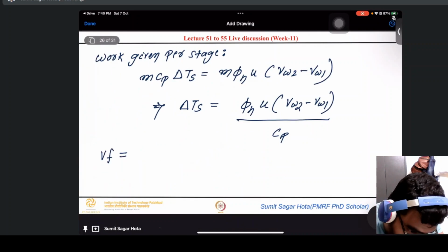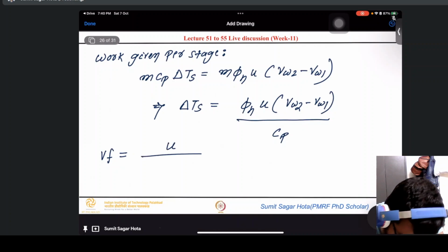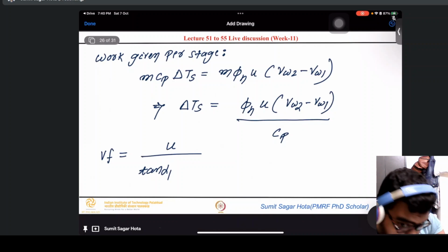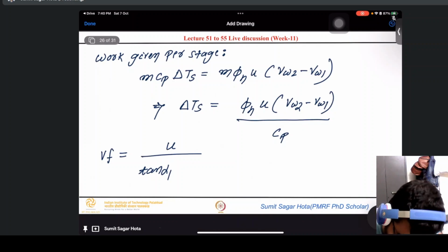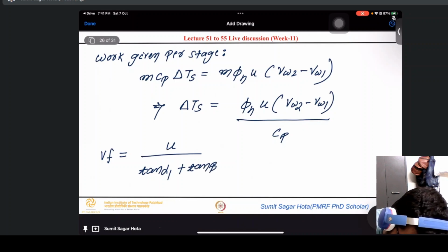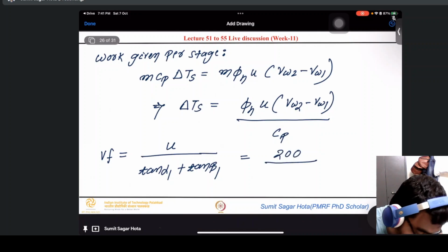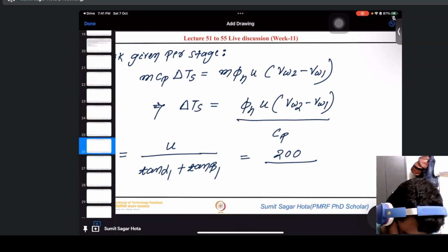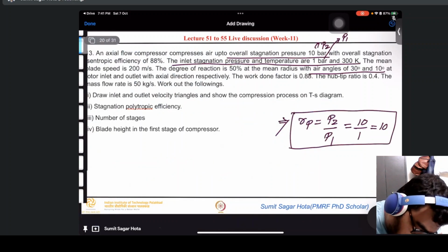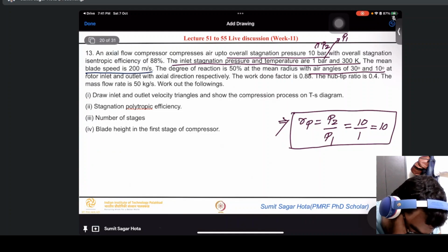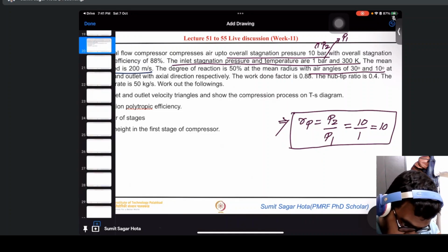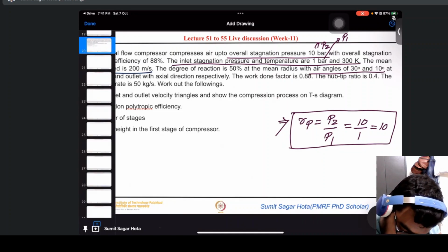So Vf equal to U divided by tan alpha 1 plus tan beta 1. Okay, is equal to, what is U? 200, it's given in the question. Blade speed is what? 200 meter per second. Okay, and alpha 1 and beta 1, 10 degrees and 30 degrees, are already shown.